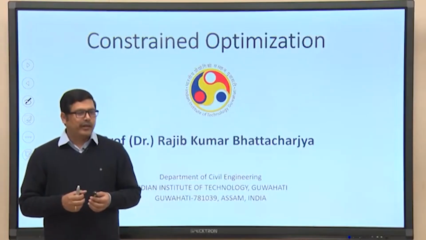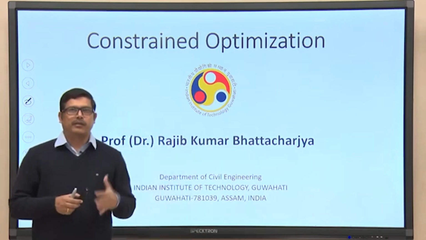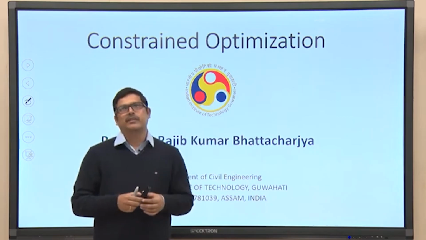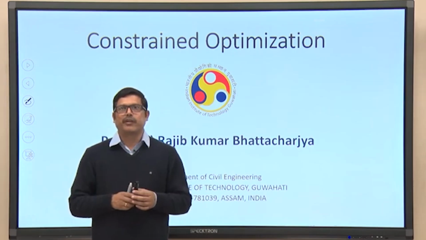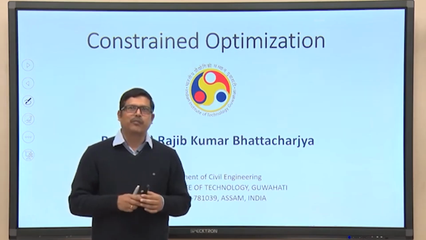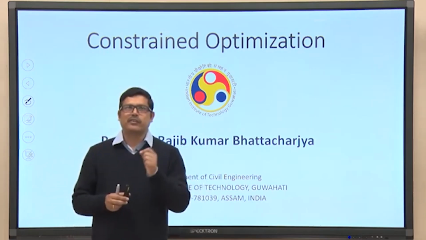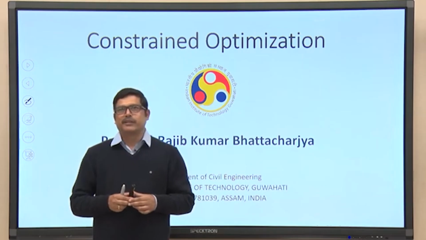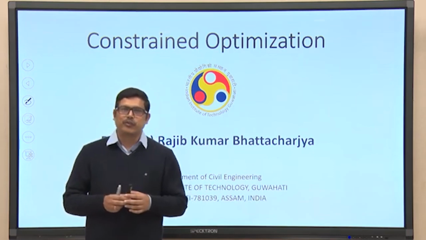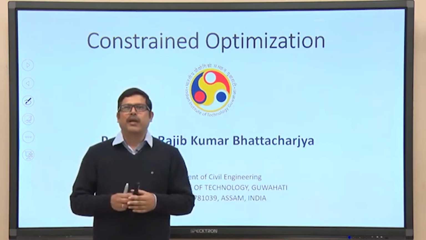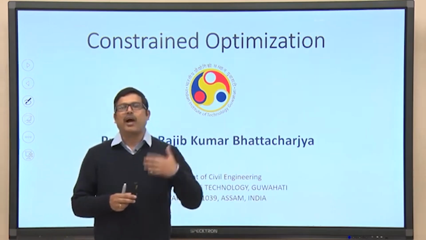Hello students. Today we will discuss the constrained optimization problem. In the previous classes, we have discussed the unconstrained problem, including the necessary and sufficient conditions for optimality. The necessary condition for optimality of an unconstrained problem is that the first derivative should be equal to 0. For the sufficient condition, we calculate the higher order derivatives.